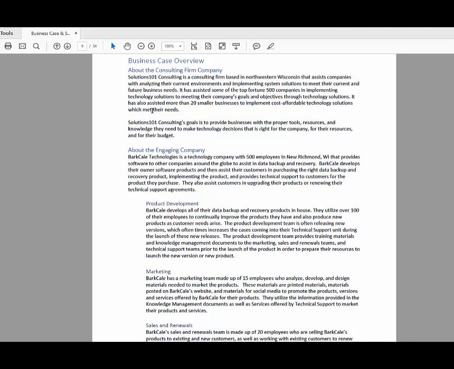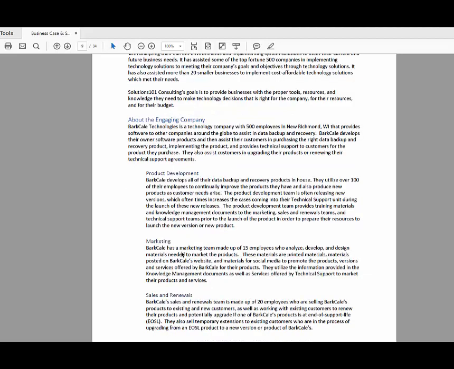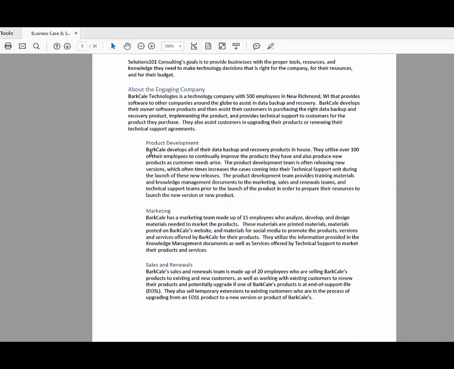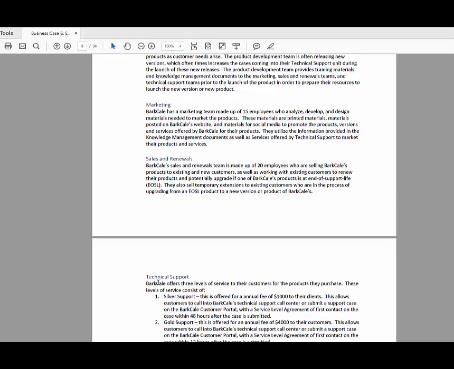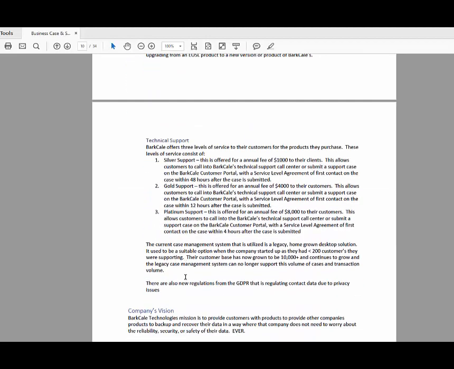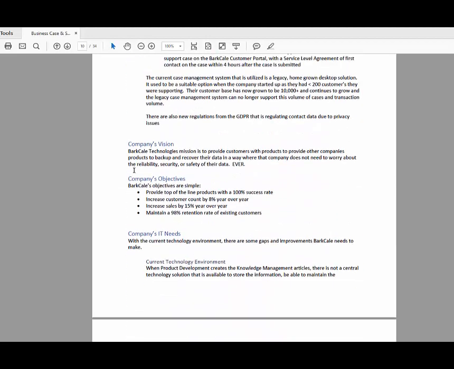You'll also be asked to document about the company your team will be engaging with for this business case. It's essentially providing a lot of background about the company. In this business case, you'll see that I've talked about the engaging company, and they have several different areas. They have product development, marketing, a sales and renewals team, and a technical support team as well. You'll also be asked to talk about the company's vision, the company's objectives, and then you'll be asked to finally get into their IT needs.